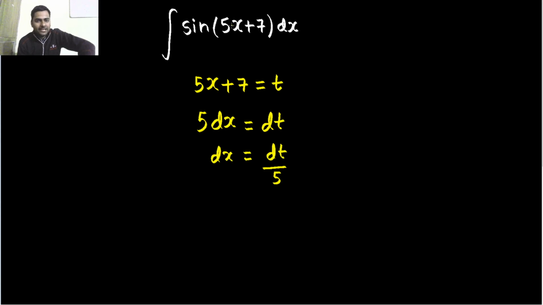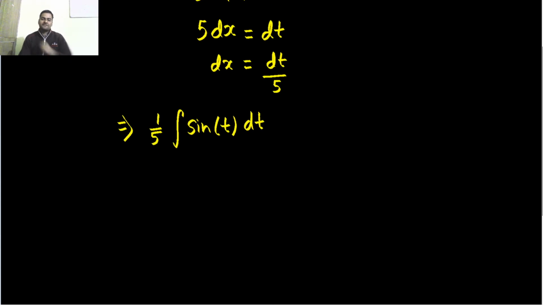Now the integral which was looking difficult initially, now that has turned out to be sine t. Simply in place of dx put dt, take 1 by 5 outside. There we go. Integration of sine t is no more a problem for us because we already have solved a lot of problems on this. We have sine t integration equal to negative of cos t plus a constant c.